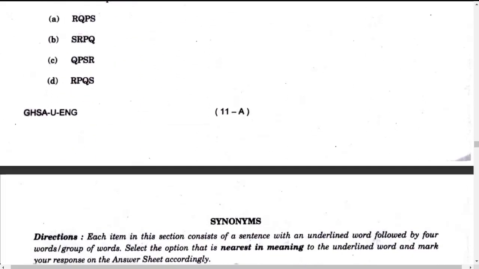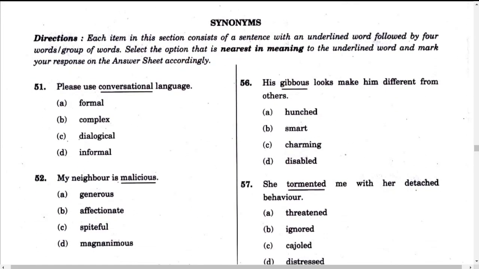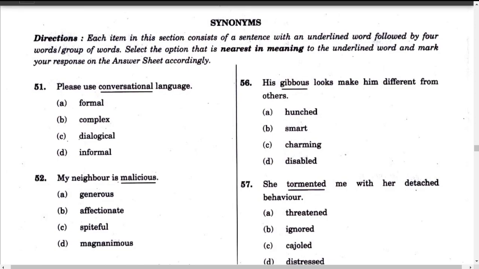Let us move to the next question here. This is the next section, synonyms. Synonyms are the same meaning words, antonyms are the opposite meaning words. Let us go through this synonym section. These synonyms are again 10, and antonyms also there are 10. Let us look at the first one, 51st.